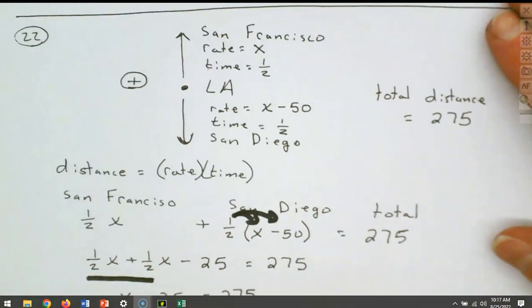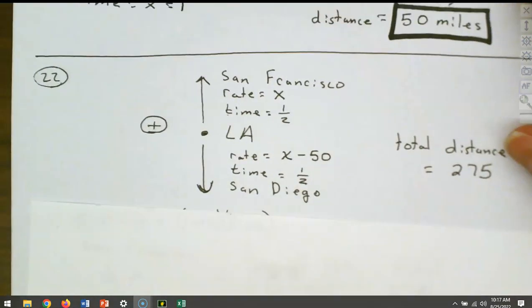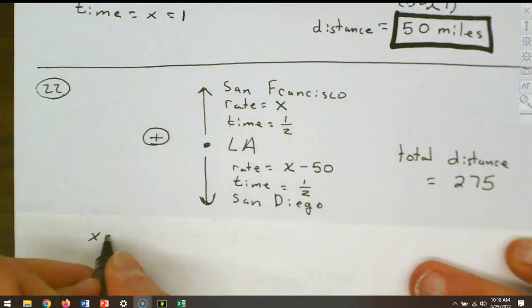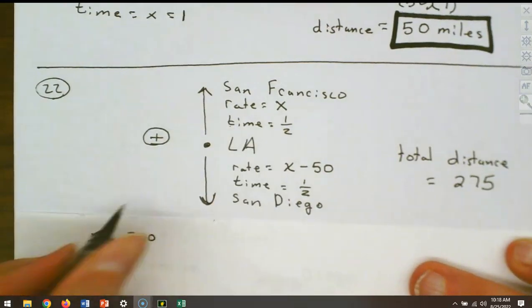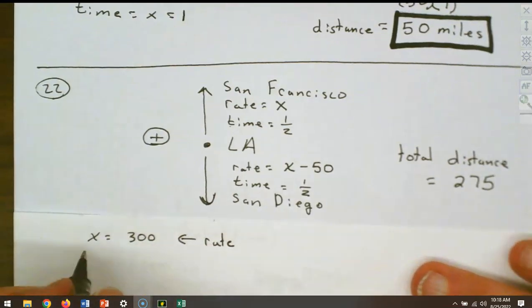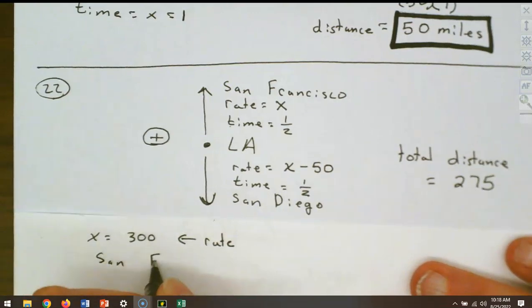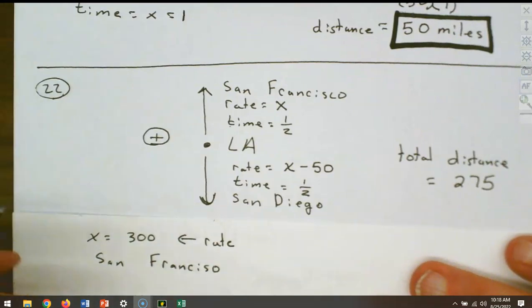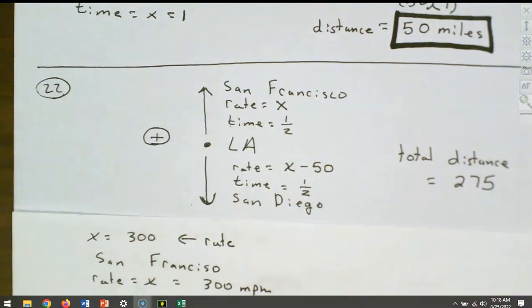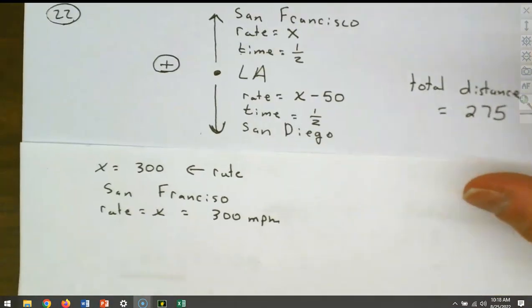So let's look and see what we've got with our diagram here. Now we know our x was 300, and that represents the rate. And we're going to look first at our San Francisco plane. Our San Francisco plane, its rate is x, so that's going to be 300. And it's measured in miles per hour. So there's the first answer.